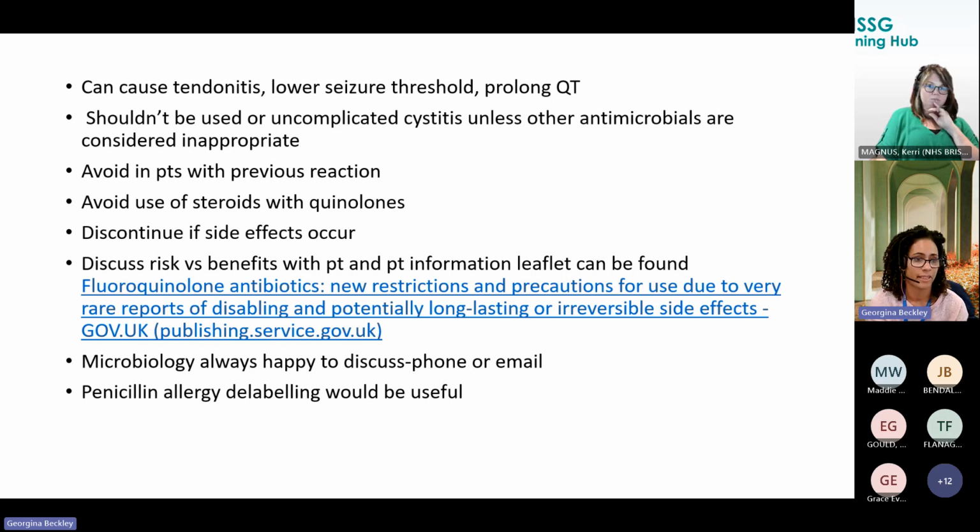I'll talk a little bit about pivmecillinam. I think penicillin allergy delabeling is very useful. Most patients, or some patients, can have their penicillin allergy delabeled via history alone. I can do a little mini update later in the year about penicillin allergy delabeling if that would be useful. The British Society for Immunology have recently given really good guidance on how to do this via a scoring system via history for those patients who are at low risk of having anaphylaxis to penicillin.